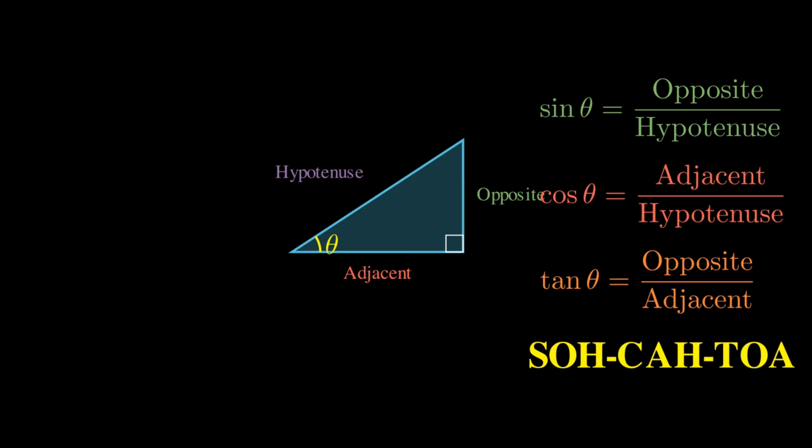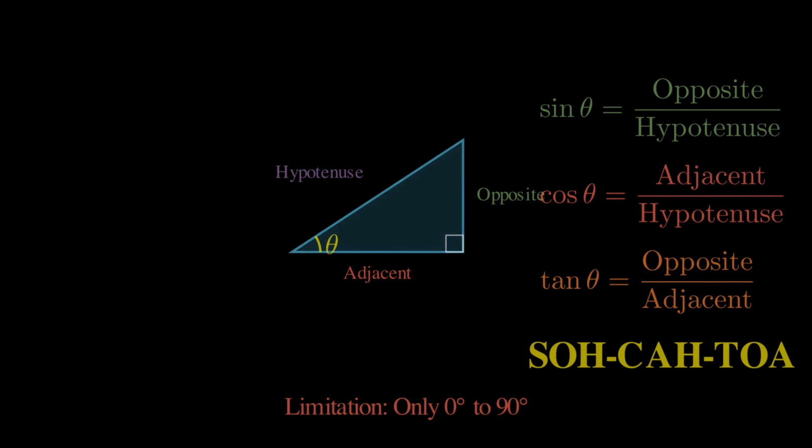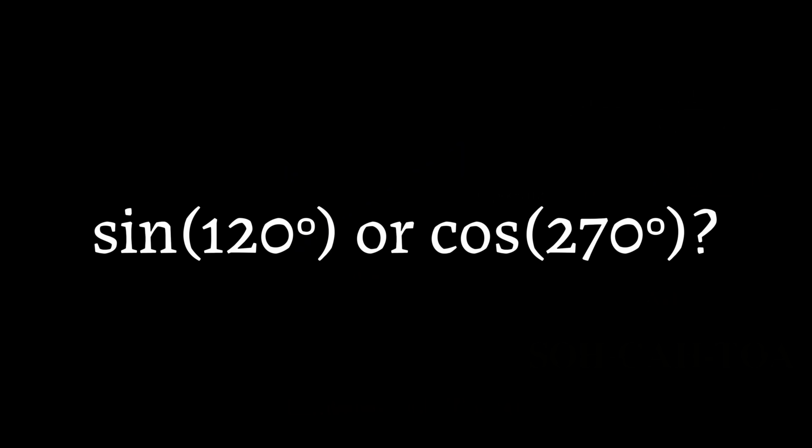Crucially, these ratios depend only on the angle theta, not the triangle size. But here's the limitation. This definition only works for angles between 0 and 90 degrees. What about 120 degrees or 270? That's where the unit circle comes in.